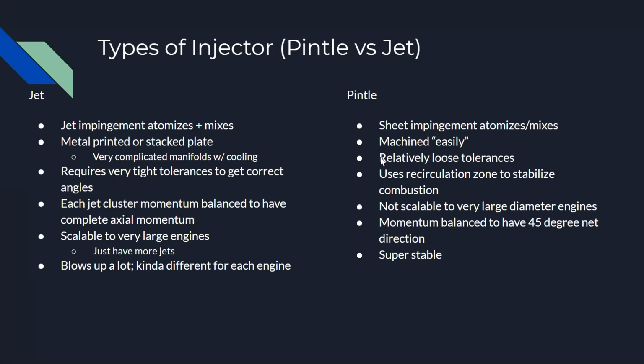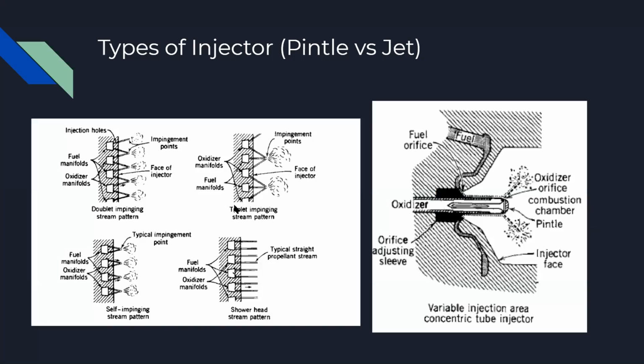Again, because the pintle naturally impinges, you don't really need as close of tolerance there. It uses a recirculation zone to stabilize combustion. If we go back a slide, basically, as you have your fuel injecting this way and your oxidizer injecting this way or this way, they mix, and then they'll create recirculation currents here and in the middle of the engine that will help stabilize combustion.